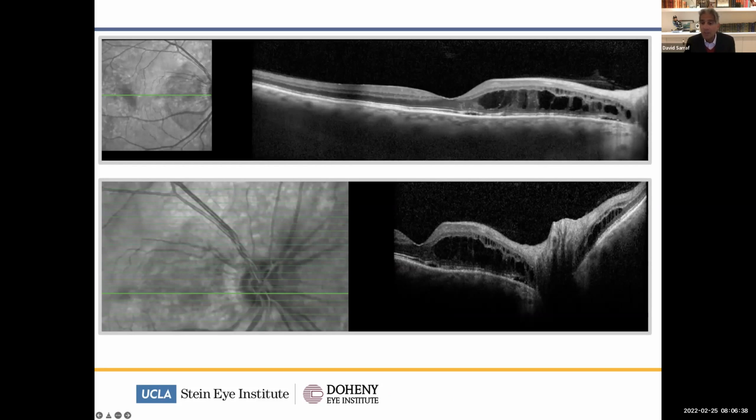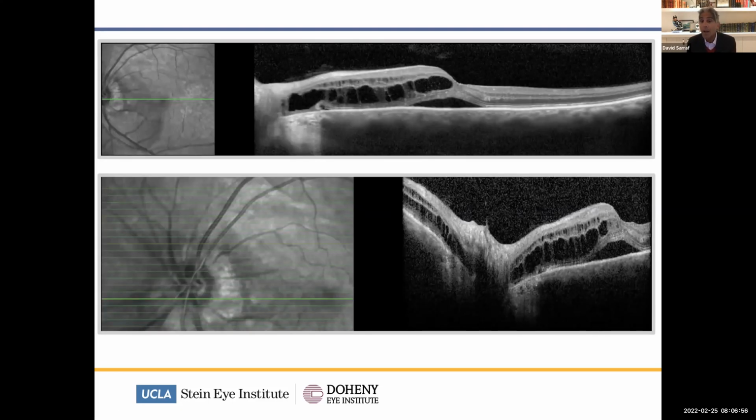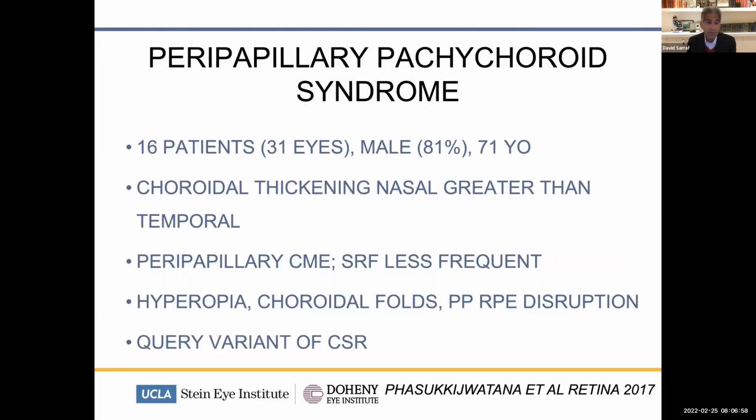Here's another case of peripapillary pachychoroid syndrome. You can see the peripapillary intraretinal fluid, the thick choroid in the nasal macular region. And typically, as I say, intraretinal fluid is more common. Subretinal fluid is less common unless the fluid is very severe. And it's often bilateral, as you can see in this case.